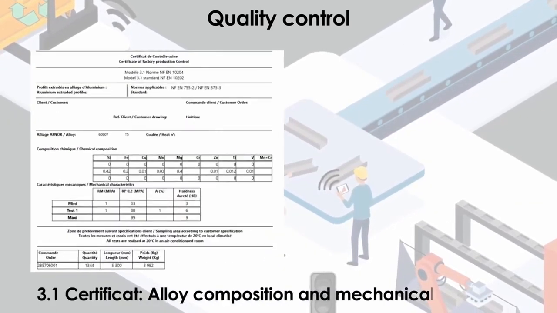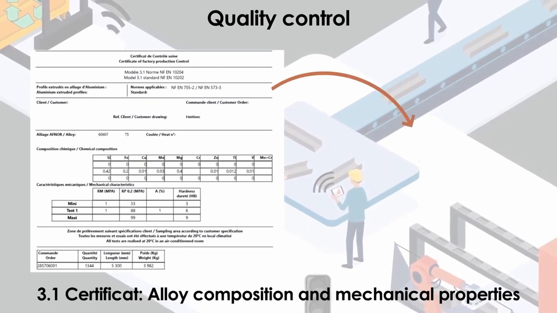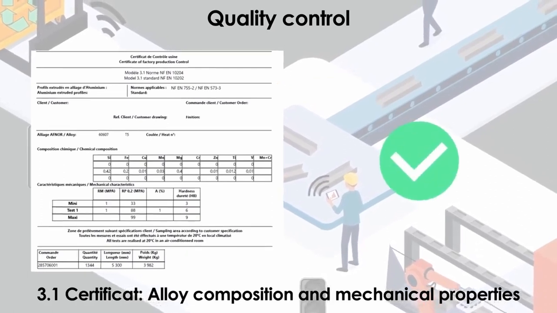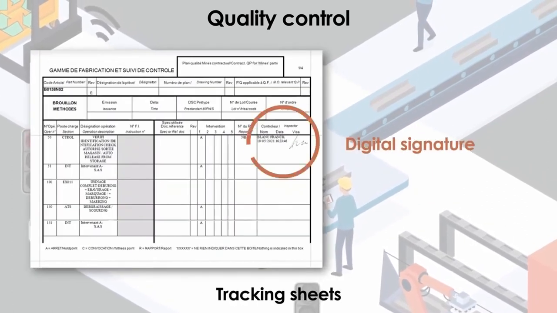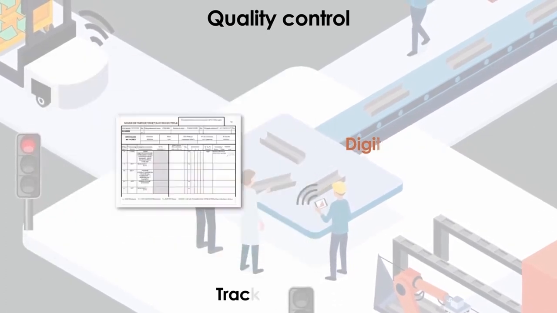KmExtrusion ensures the digitization of quality control processes and scrap declarations. This allows for easy analysis and permanent traceability. The quality and tracking sheets are also digitized in KmExtrusion.